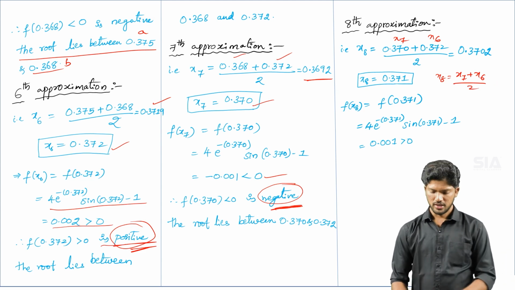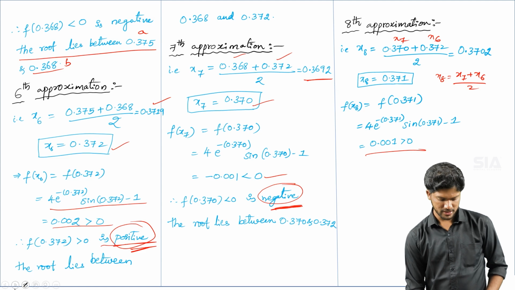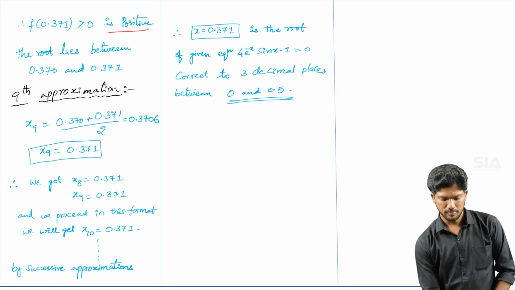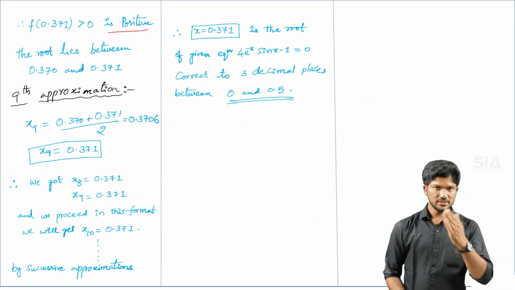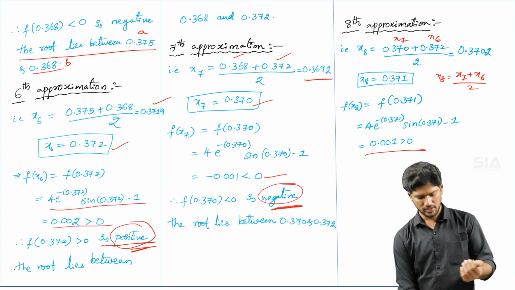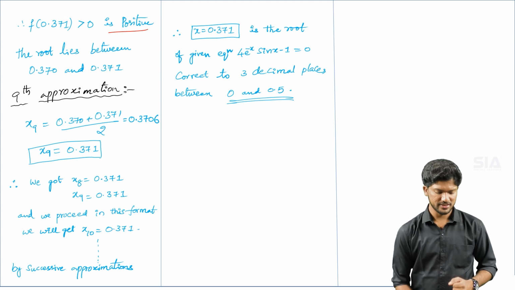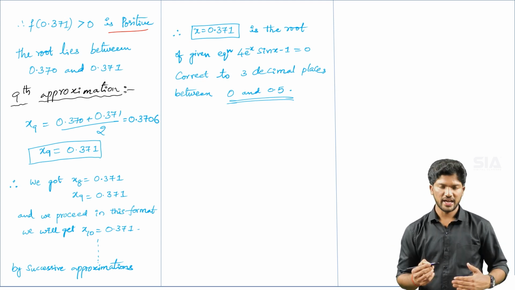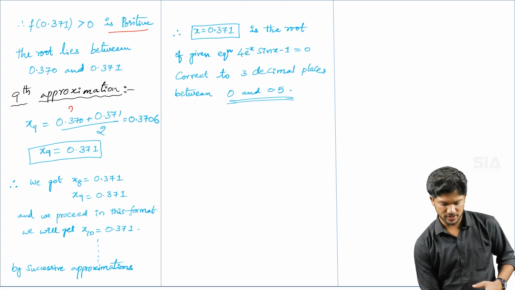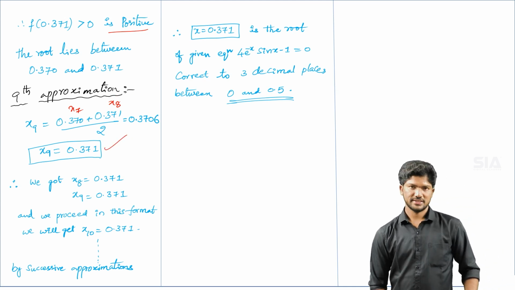If you proceed in this format, again here we will get positive. In the 8th approximation it is greater than 0, so it is positive. In the 7th approximation we got negative and in the 8th approximation we got positive. So therefore you can take the next, 9th approximation. This one is the x7 and this one is the x8. So therefore x9 you will get 0.371.